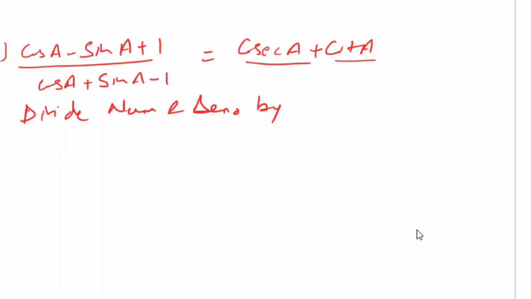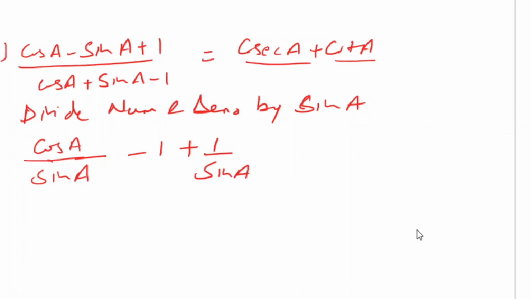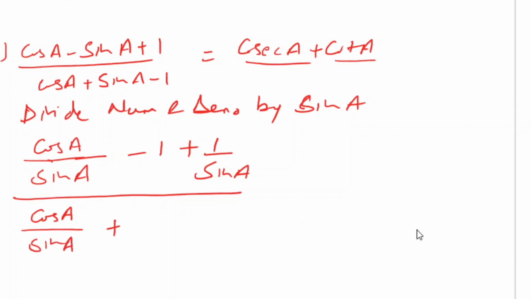We'll divide it by sin a, so that here we get cot and here we get cosecant. So you are dividing by sin a. Here this is sin a, this is minus 1 plus 1 upon sin a, and in the denominator also we'll have the same expression. It means we are dividing with the same term. This is 1 minus 1 upon sin a.